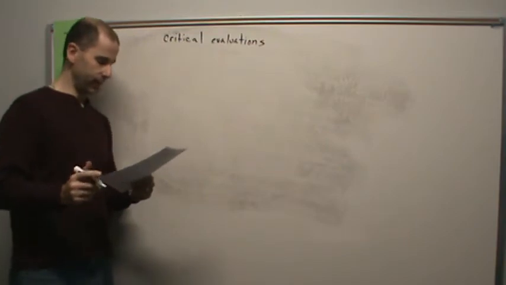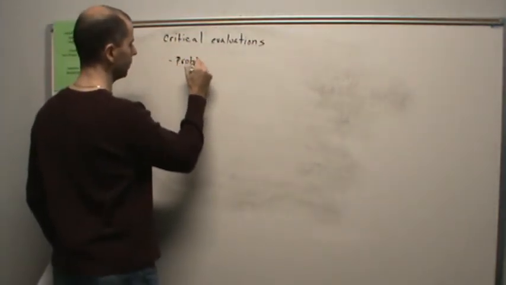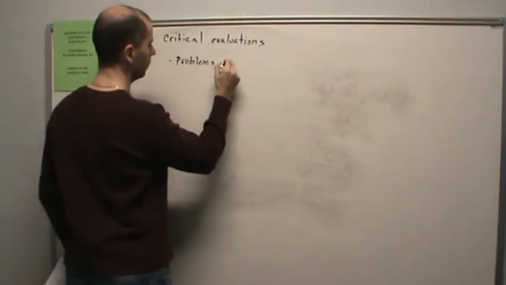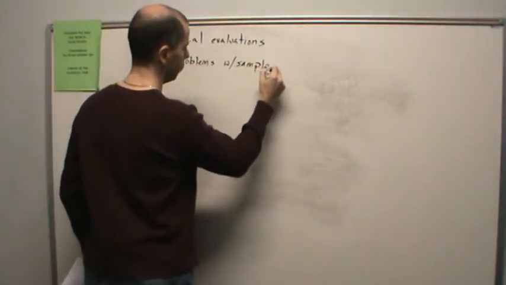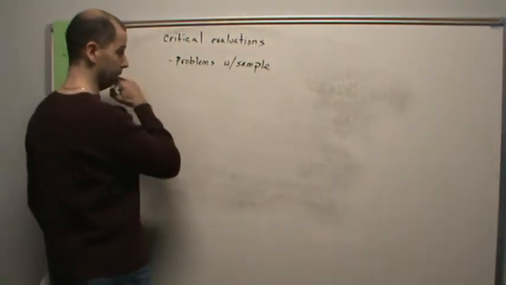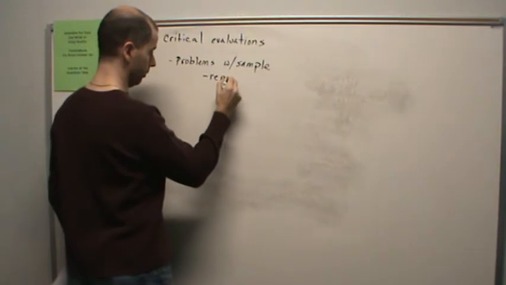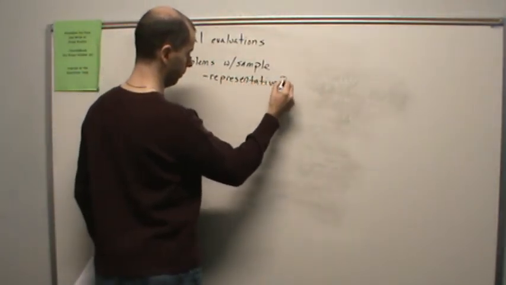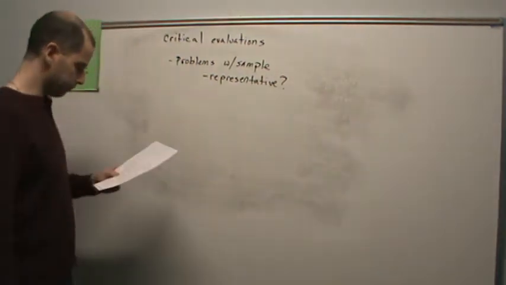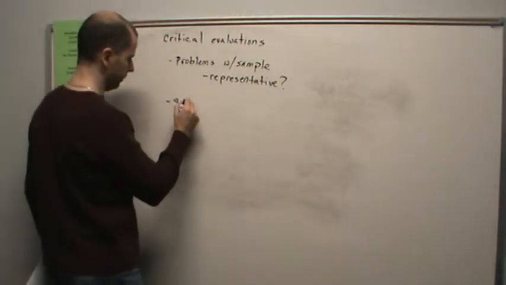The second thing, so again, problems with samples. That's one place that you might have problems. Self-selected samples, we talked about that one.